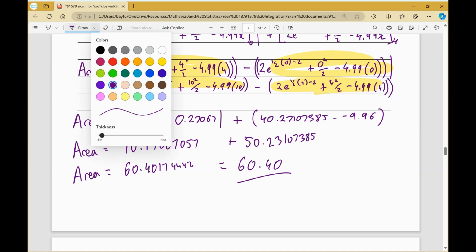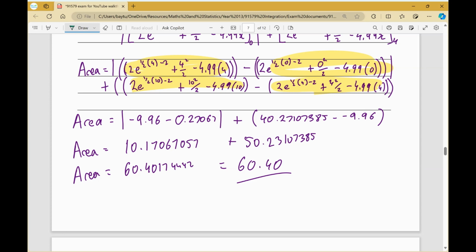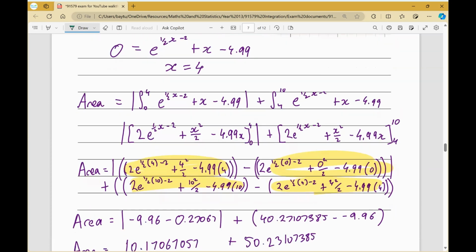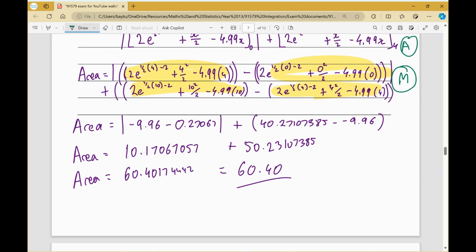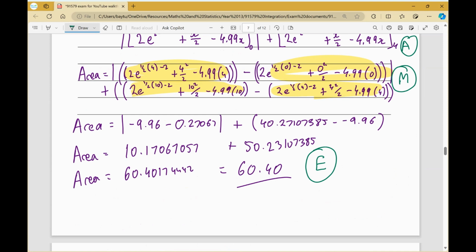So for achieved, we need a correct integral. So that is getting to here. For merit, setting up all of this nonsense here. And then for excellence, getting the answer for the area. And that concludes question 2. Thank you for watching.